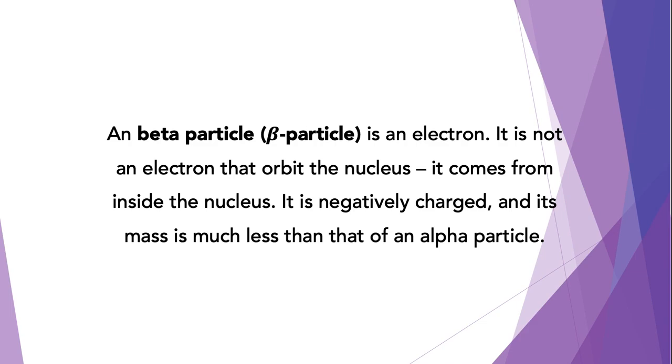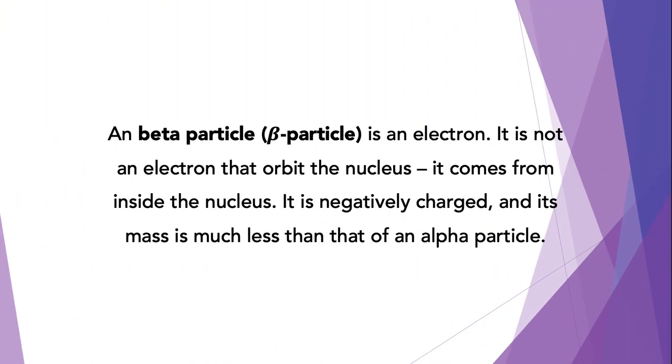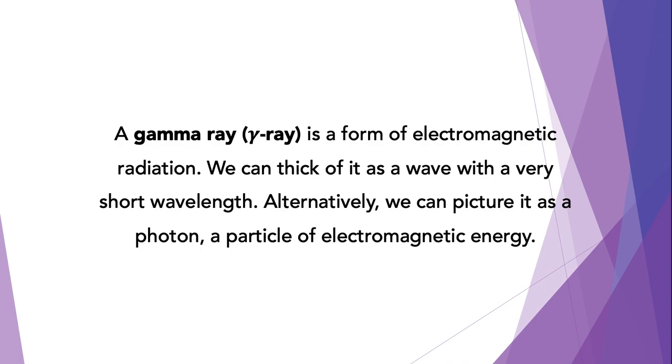Now we're going to see the gamma rays. Okay, so a gamma ray is a form of electromagnetic radiation. We can think of it as a wave with a very short wavelength, like a very high frequency. Alternatively, we can picture it as a photon. A photon is a particle of electromagnetic energy. So take it as a radiation or as a photon, it is a gamma ray, and it is the fastest of all radiations. Faster than the beta particle and the alpha particle, and lighter as well, that's why it is fast. So these were the gamma rays, the beta particles, the alpha particles.